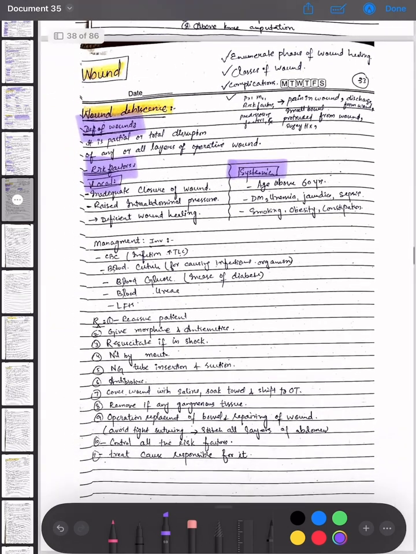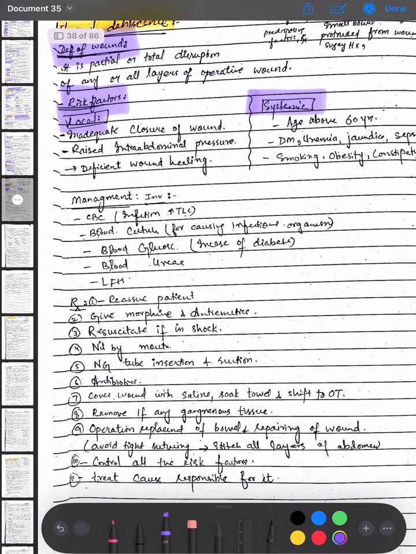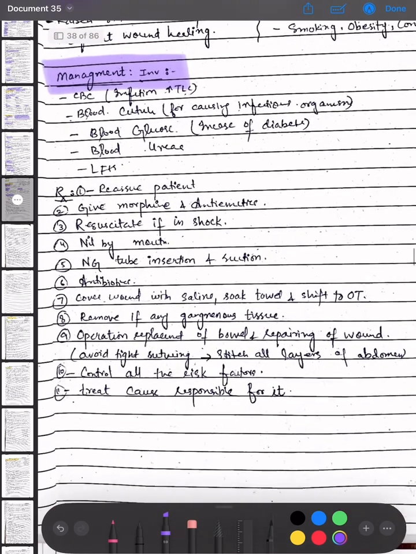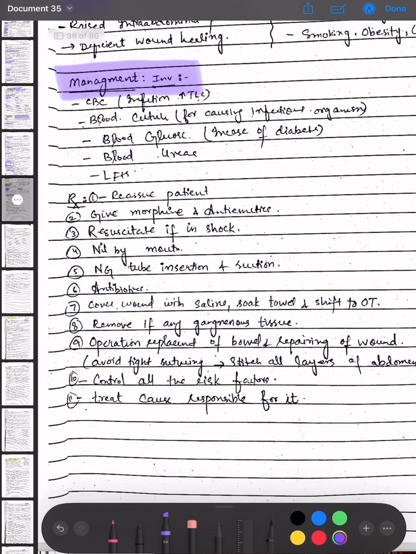How will we manage? So for the management, first we will start from investigation. We will do the CBC, that is for infection. In case of infection, the total leukocyte count increases, so we will do the CBC for that. Blood culture is done for the causative infectious organism. Blood glucose is checked in case of diabetes. Blood urea is done and LFTs are done.